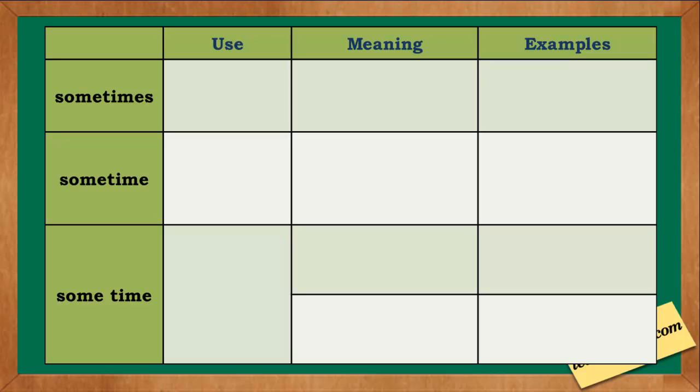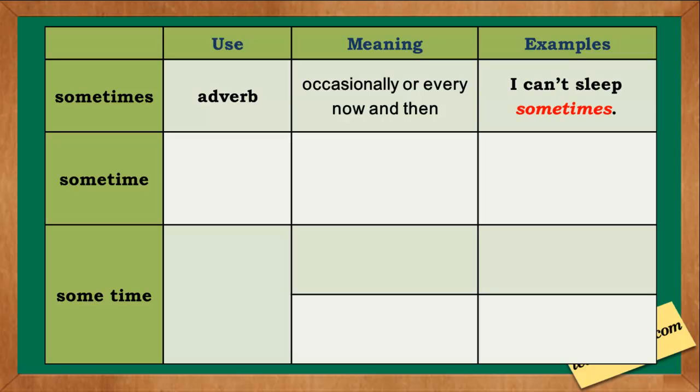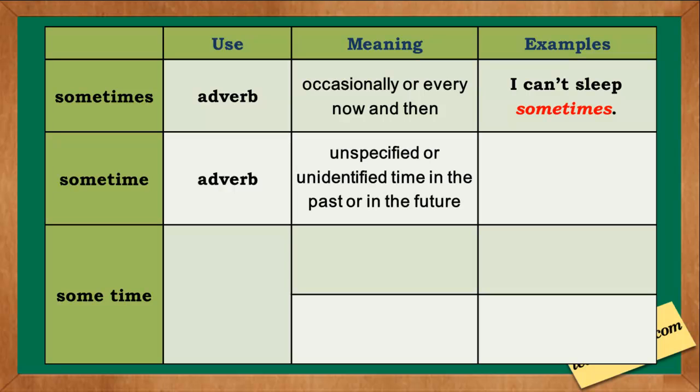Here's a table to help you understand. So we have here the words sometimes, sometime, and some time. Sometimes is an adverb. It means occasionally or every now and then. Example: I can't sleep sometimes. Sometime is also an adverb. It means an unspecified or unidentified time in the past or in the future. Example: I'll see you again sometime.